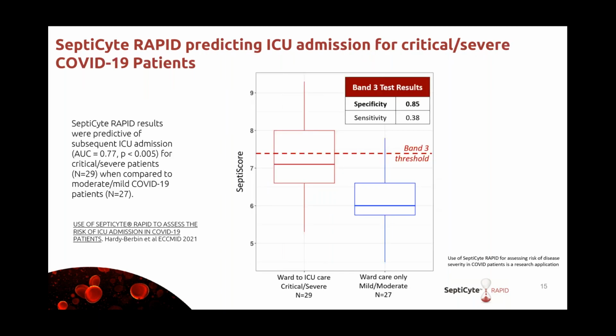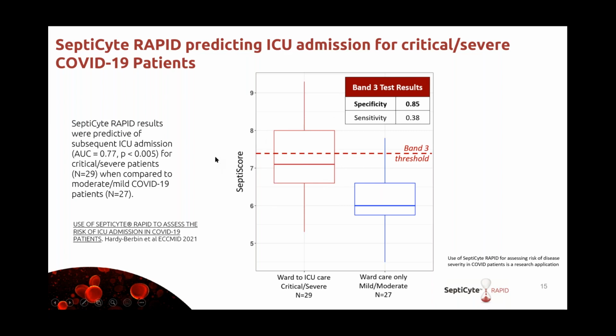An interesting part of this presentation and poster presentation by Heidi Bourbon was that a number of patients were admitted directly to the floor with COVID disease. They had SeptiCyte RAPID performed on admission. A total number of 56 patients were admitted to the floor, but during their disease progression process, 29 of those patients were transferred to the ICU.